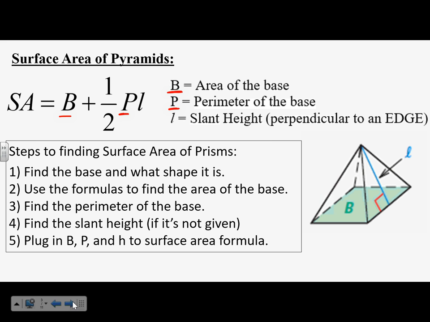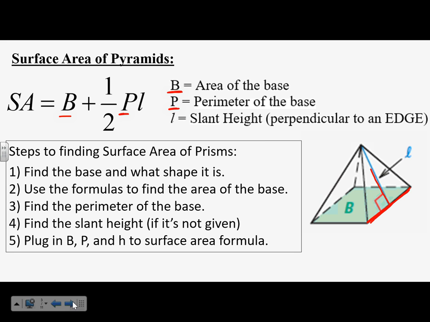Now the slant height, if you look at this picture over here, it's the height that goes from this edge up to the top. The actual height would go down to be perpendicular to the base, so it hits kind of in the center of the base right here. But the slant height, again, is along the edge. So it says perpendicular to an edge. This is the edge I was talking about. So that's the slant height.